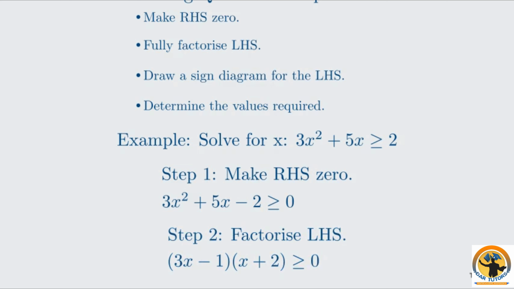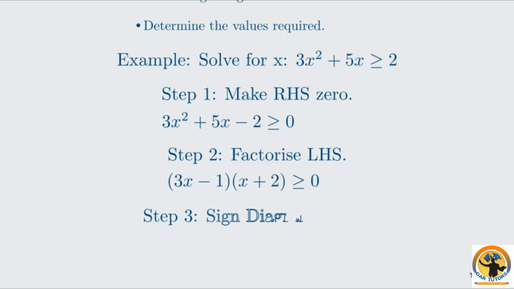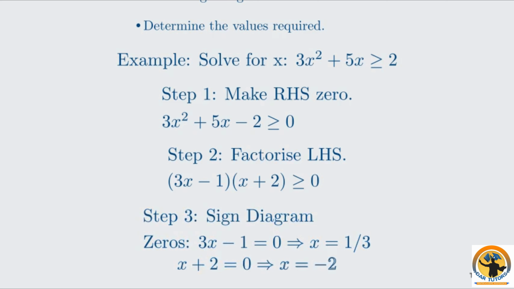Step 3 is to draw a sign diagram. The zeros of the function, where the inequality changes sign, are negative 2 and 1/3. We mark these on a number line. We have a number line with points at -2 and 1/3. Now, we need to test the sign in each interval.